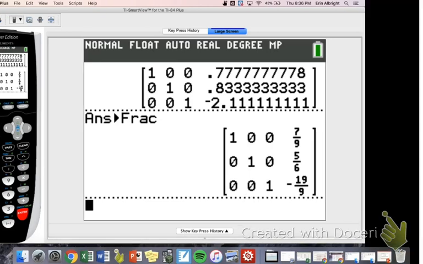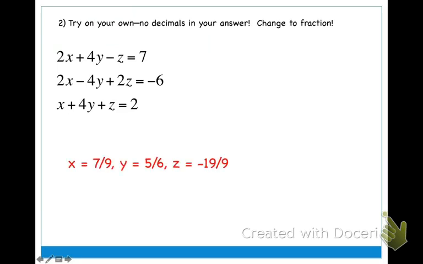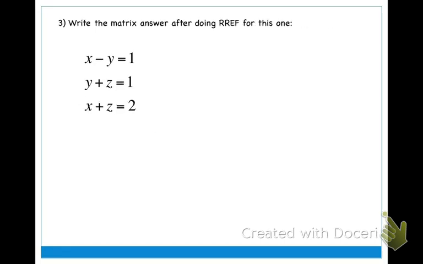I get this here. So we would get that our x is 7/9, our y is 5/6, and our z is -19 over 9. So we can do it again with this matrix. So I want you to try this one.